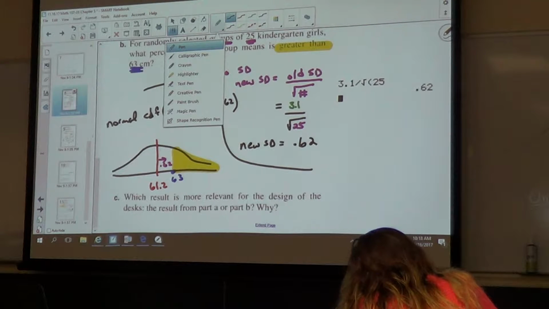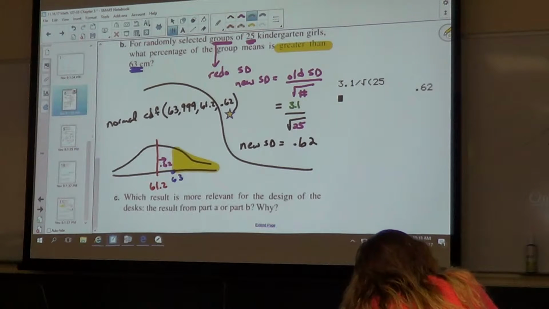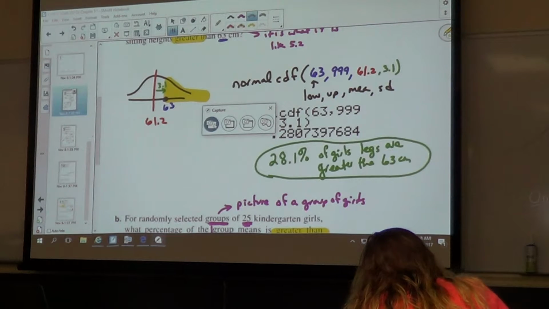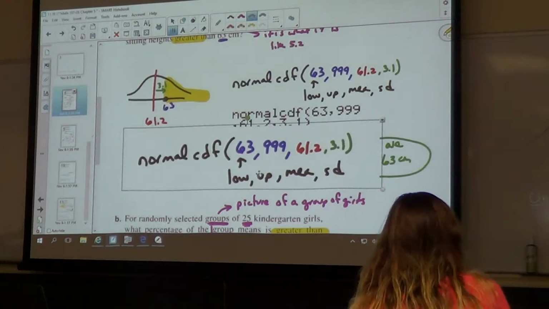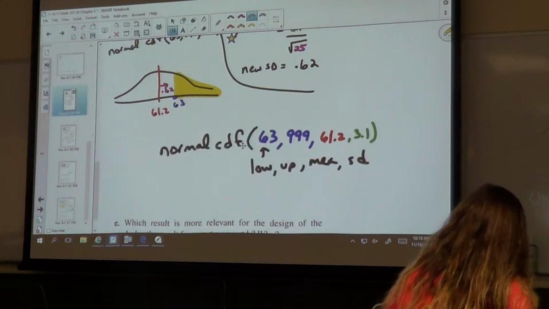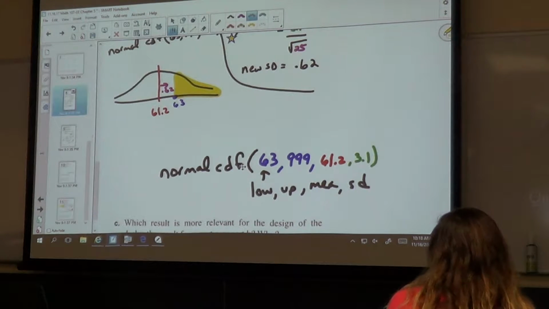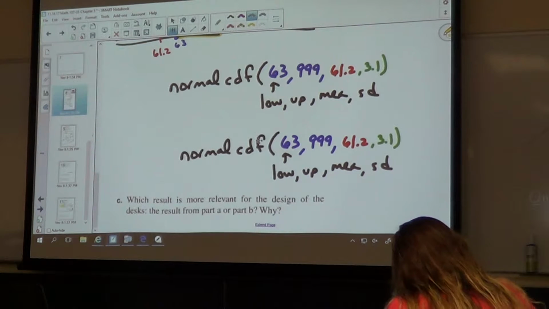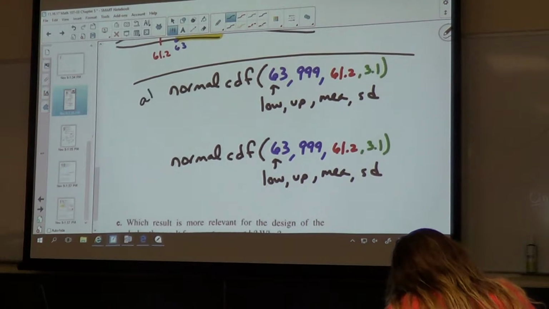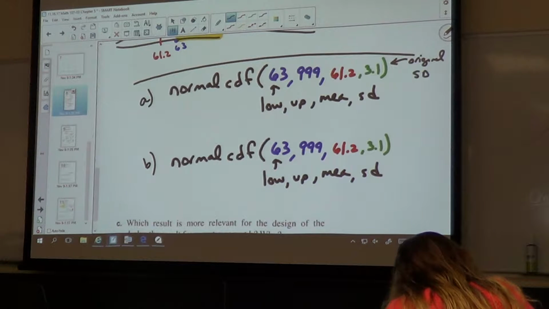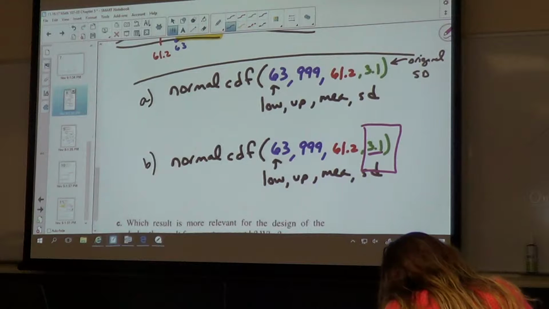So the only thing that changed, technically, if you don't want to write all that out, was that. Let me show you an easy way to think about it. When I'm doing part A, it's just going to be the left, the right, the mean, and the original standard deviation. Let me write this twice, because you're about to do one, so I want you to understand what you're doing. Part A has the original standard deviation. For part B, everything stays the same except this: you divide it by the square root of whatever the group is.